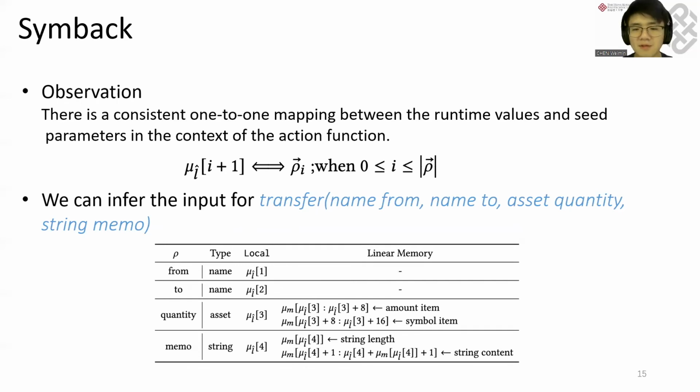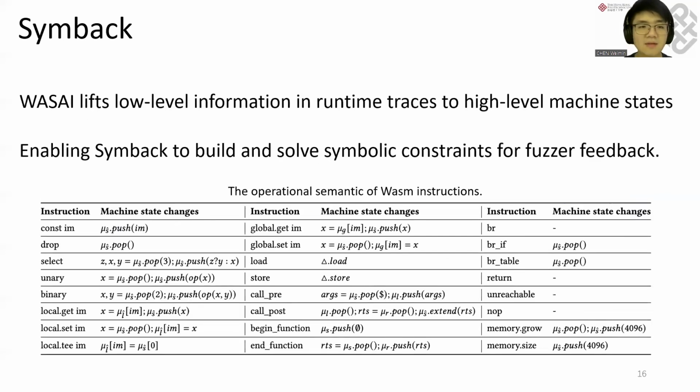The function parameters are initiated as local variables, which are defined explicitly in the Wasm layout. The argument row i is the local variable Li. The below table shows how we infer the input for the transfer function used in the EOS token, which includes 4 parameters. Sigback builds and solves symbolic constraints for further feedback.